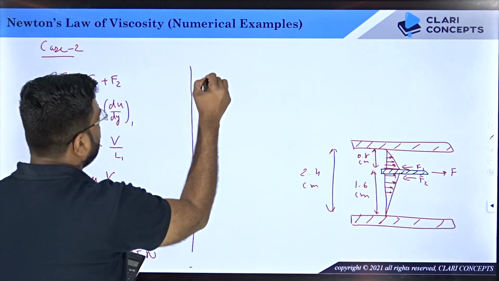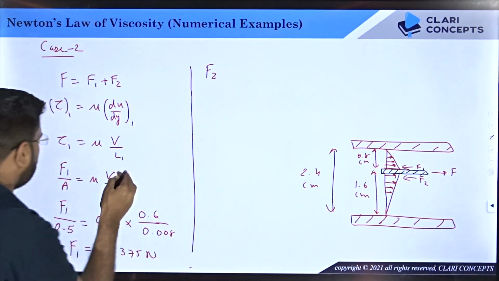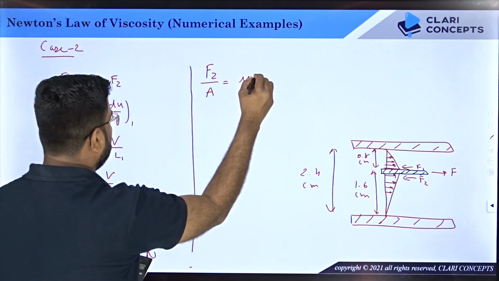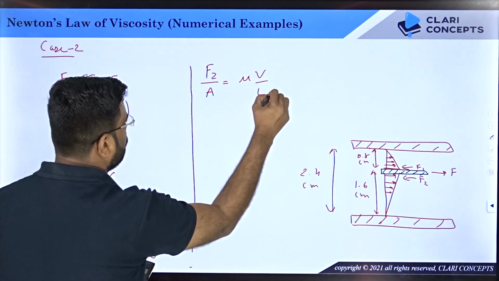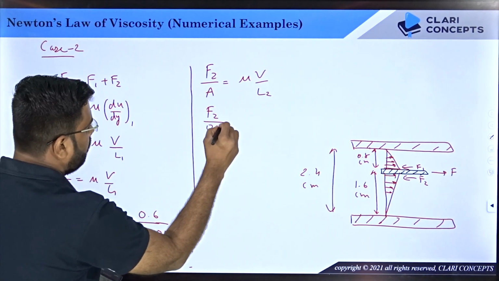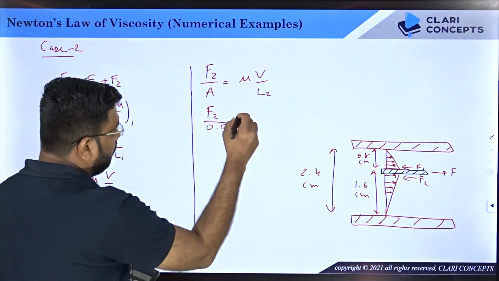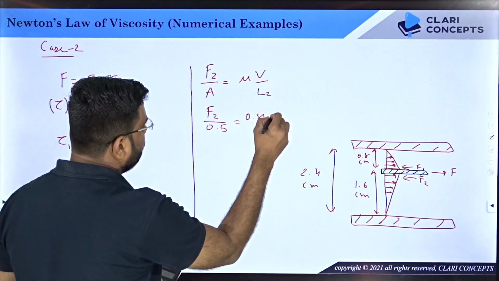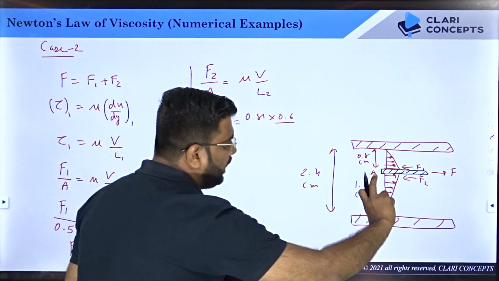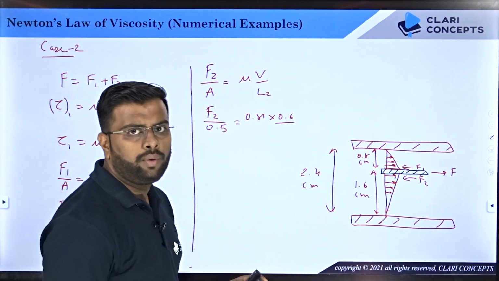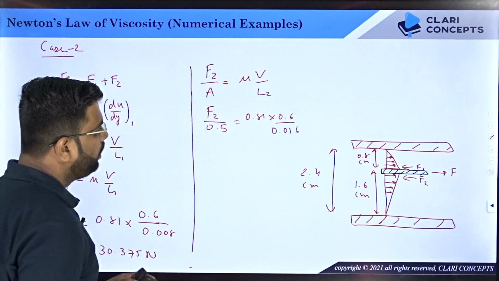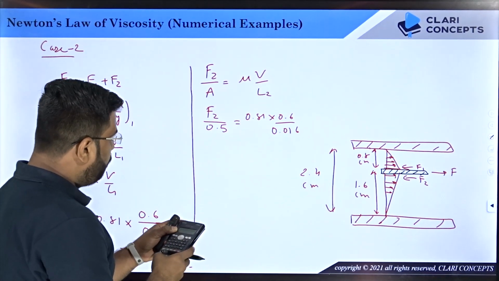Now let us calculate F2. What is F2? Simply use the same formula. F2 by area will be equal to mu V divided by L2. So F2 divided by area, where 0.5 is the area of the plate, right? Mu is 0.81. V is 0.6. And L2 will be different. L2 is 1.6 centimeter. You divide it by 100, 0.016, isn't it?